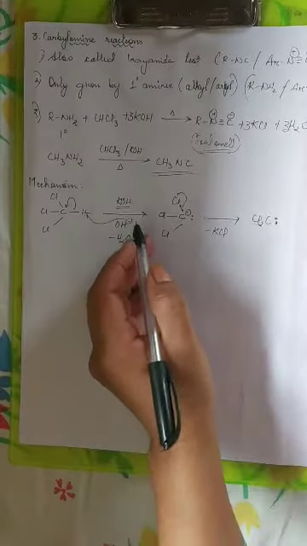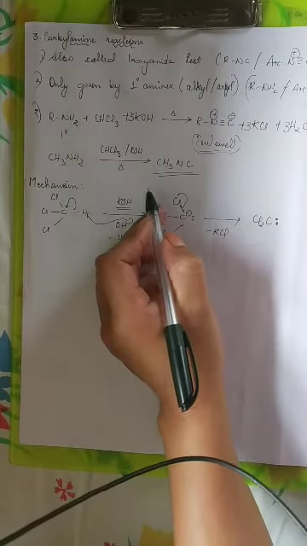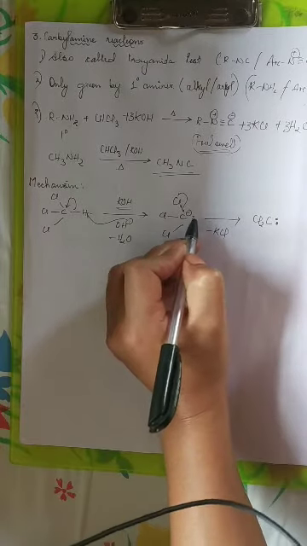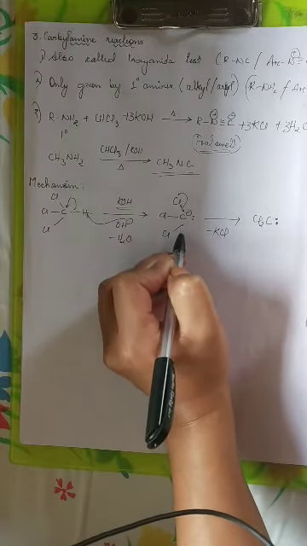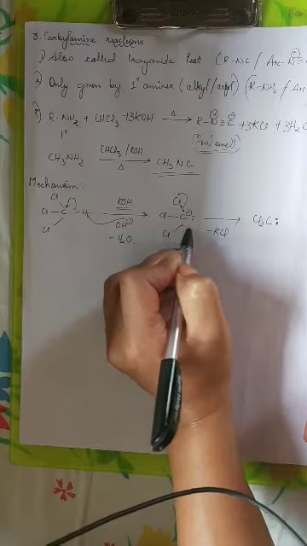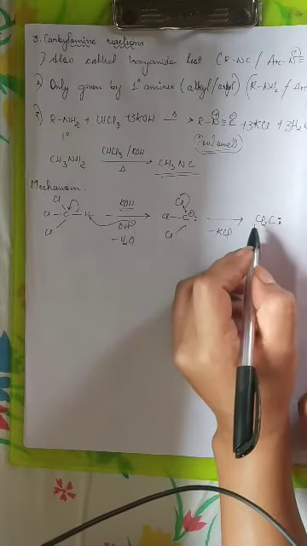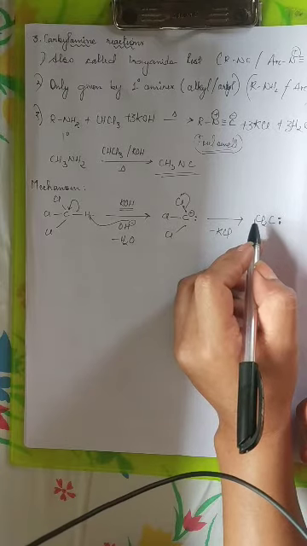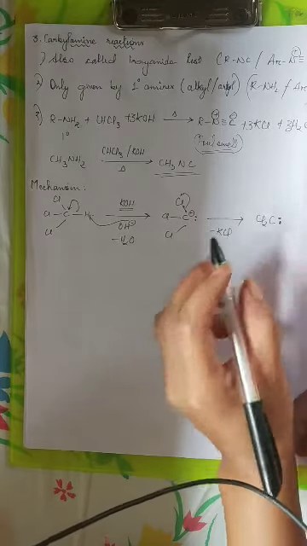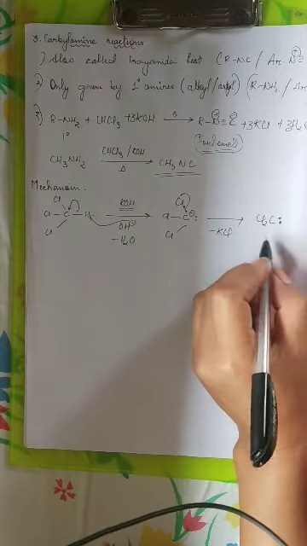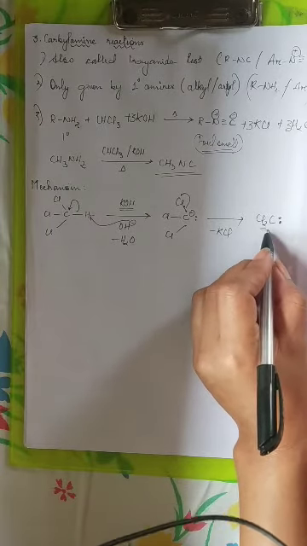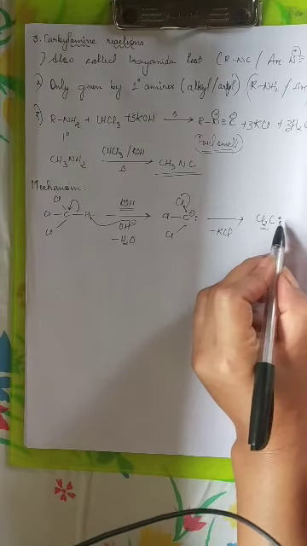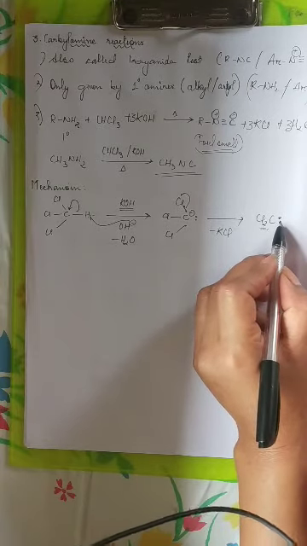Now this has an incomplete octet. 1, 2, 3, 4, 5, 6, 7, 8. The octet here is incomplete. Therefore, it acts as an electrophile. Now, this carbene has 2 chlorine atoms. Therefore, this is dichlorocarbene.